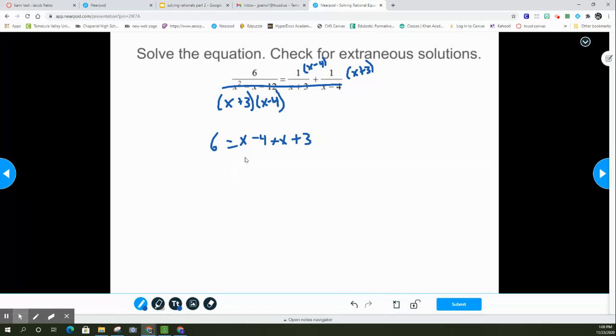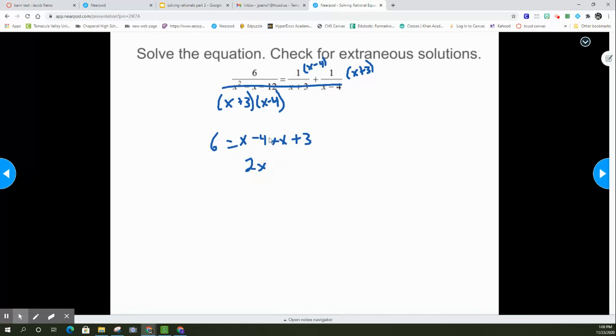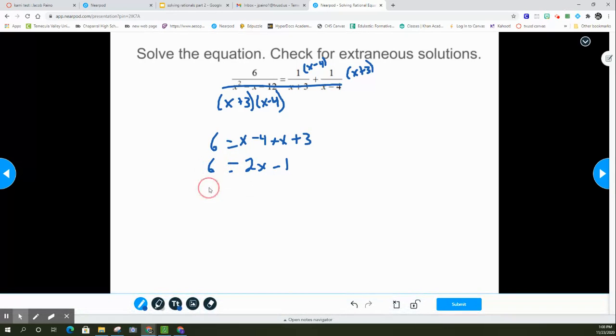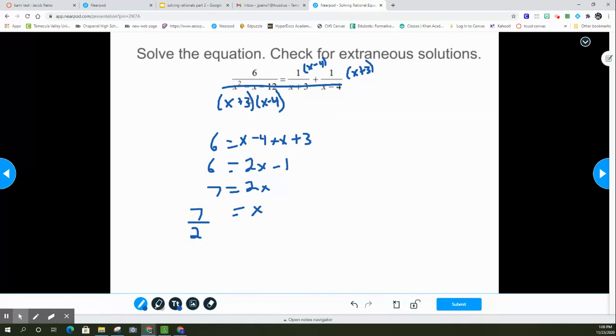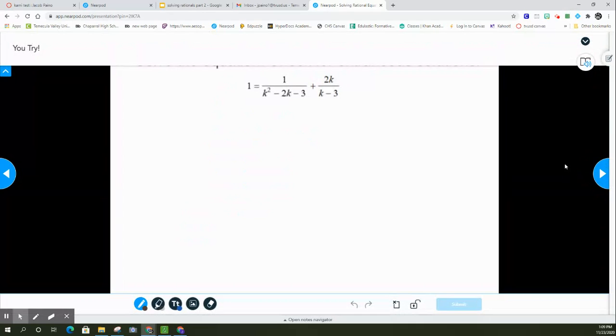And then combine like terms. So x plus x is 2x. Negative 4 plus 3 is negative 1. Add 1 to both sides. You get 7 equals 2 over x. So x equals 7 over 2, or 3.5. And that's not extraneous, right? The only thing that would have been extraneous was negative 3 and positive 4. So good.